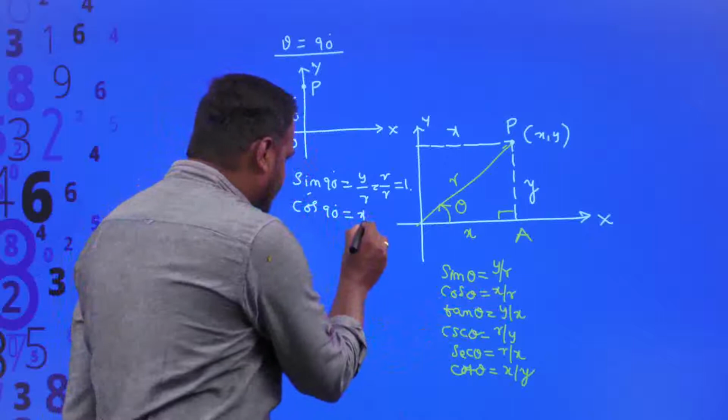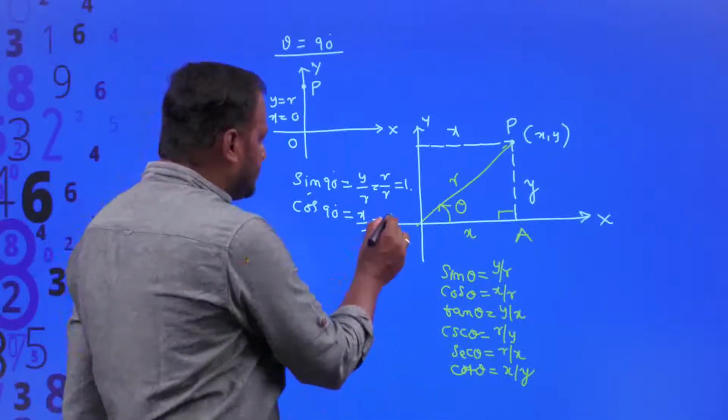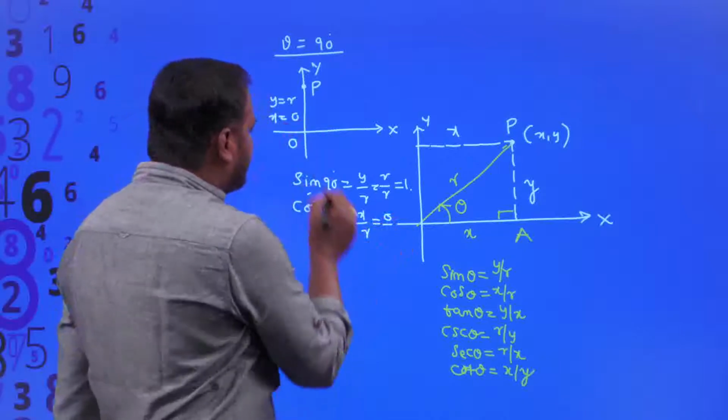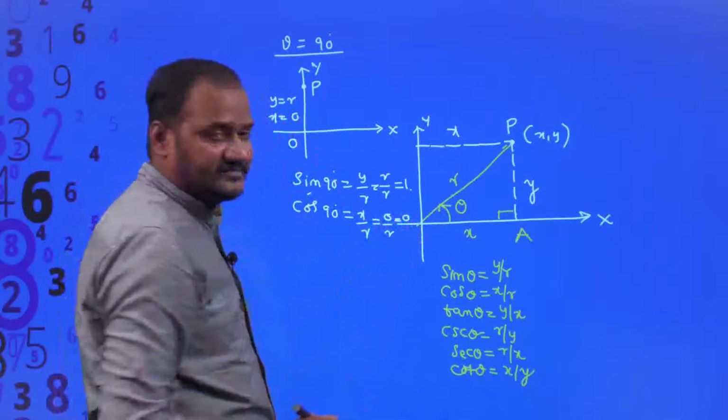So x divided by r, but the value of x is equal to how much? That is 0. So 0 divided by r is equal to 0. What is the value of 0 divided by anything? Which is equal to 0.